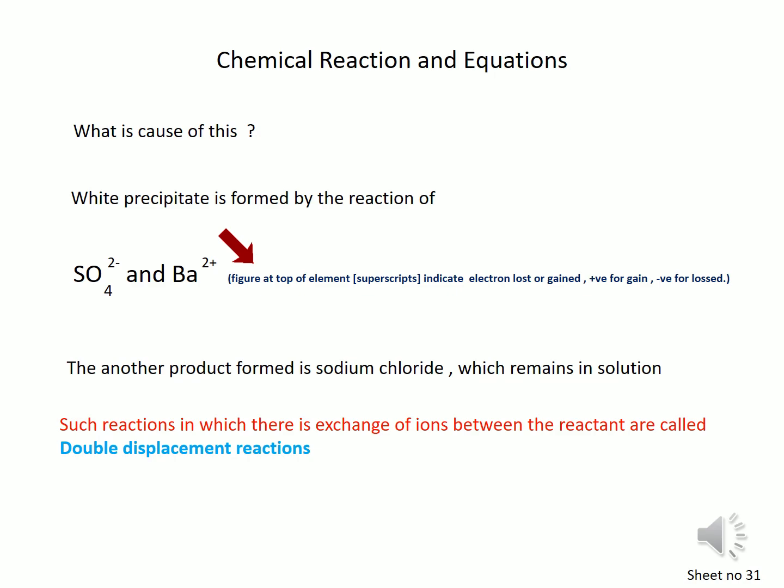If electrons are gained, it is indicated by a negative sign. If electrons are lost, it is indicated by a positive sign. The other product formed is sodium chloride, which remains in the solution. So the reaction in which there is an exchange of ions between the reactants is called a double displacement reaction.